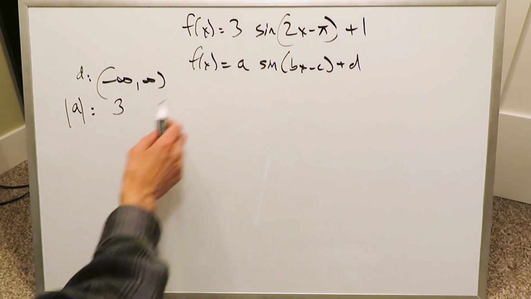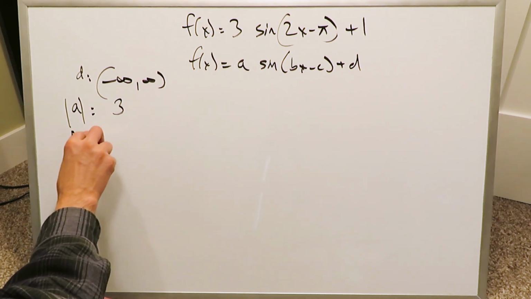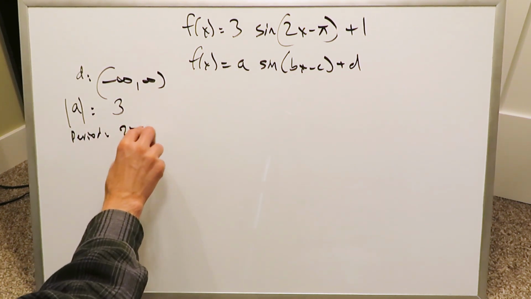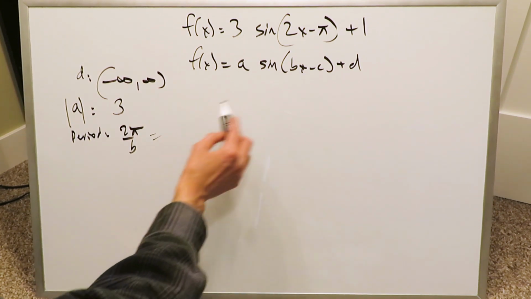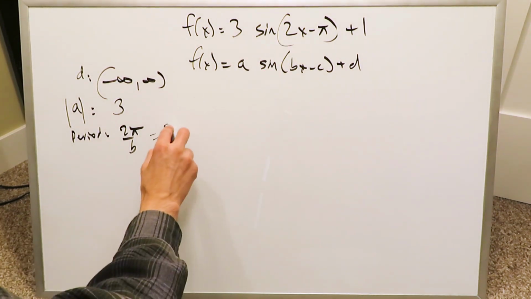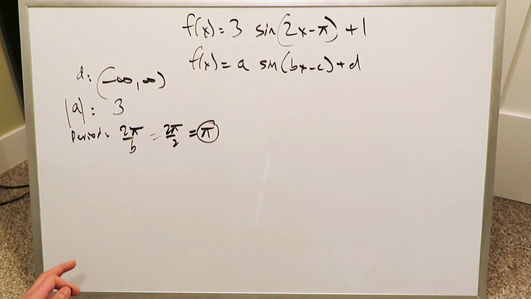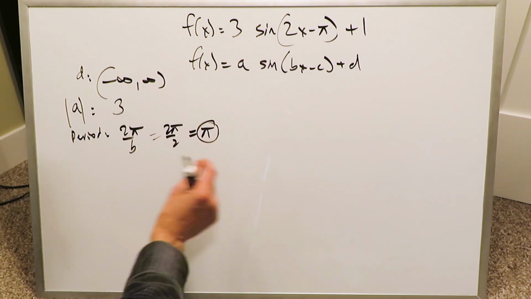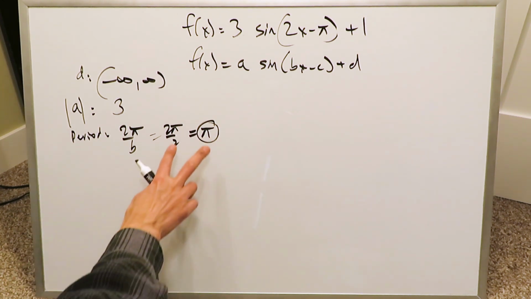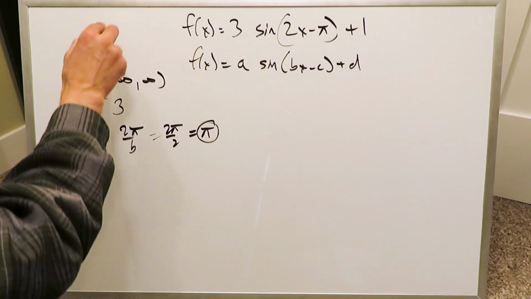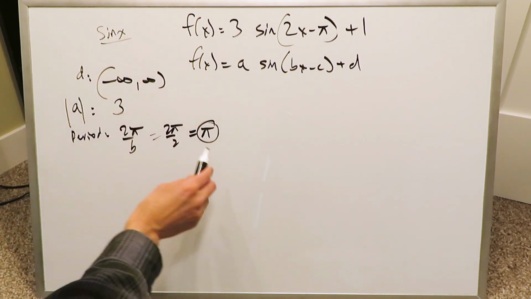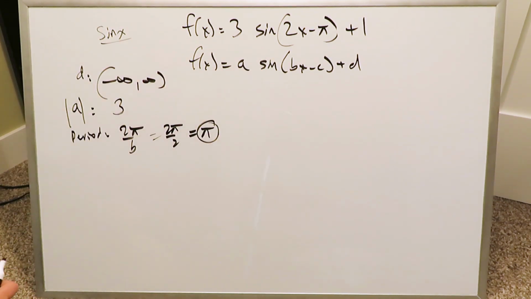What's another thing we want to look at? How about the period? Period, you know, comes from 2 pi over b. What's our b value? You see it right here. It's 2. 2 pi over 2, meaning it's pi. Instead of the normal 2 pi period of a sine and a cosine function, this is just pi, so it's half as long. You can fit 2 of these in one of those sine x functions, 2 of these in one of those in terms of length.